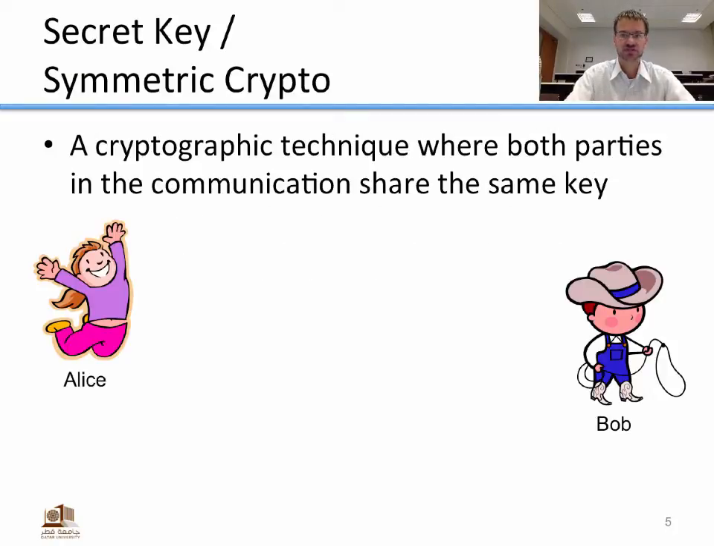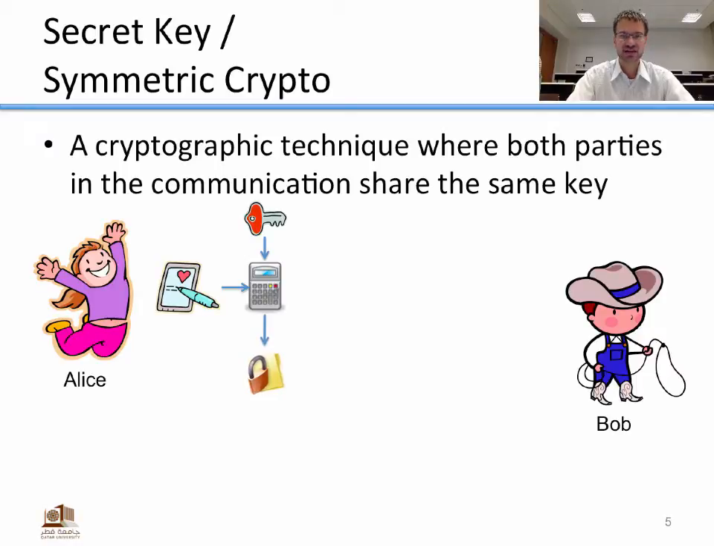Okay, so let's look at the first cryptographic technique, which is secret key or symmetric key crypto. This is a cryptographic technique where both people in the communication share the same key. In fact, this is what you would normally think of when you think of encrypting a message. So in this case, Alice has her secret message she wants to send, and she has her algorithm, in this case a secret key algorithm. And she has her key, and she puts the key and the message into the algorithm, and what she gets out is a ciphertext, her coded message.